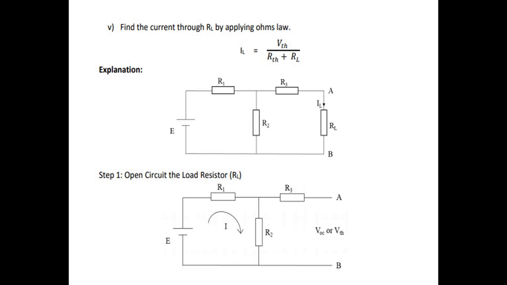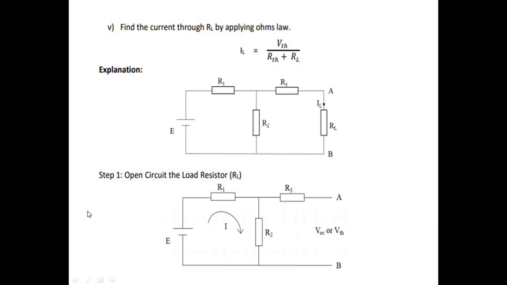Then first of all, explanation of the circuit diagram. Here in this circuit diagram, there is one voltage source, R1, R2, R3, and connected in between the elements A and B is the load resistance. The current flowing through RL means load current.